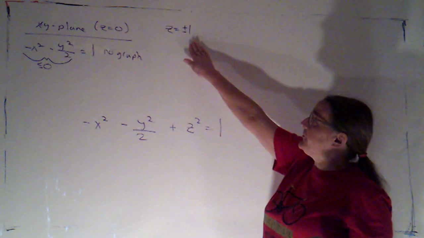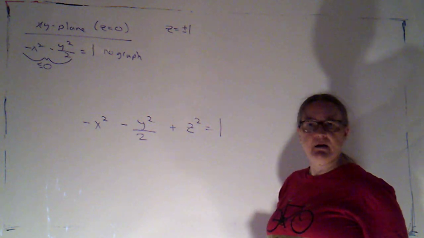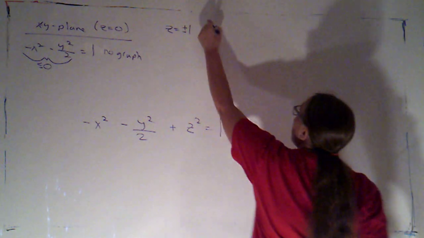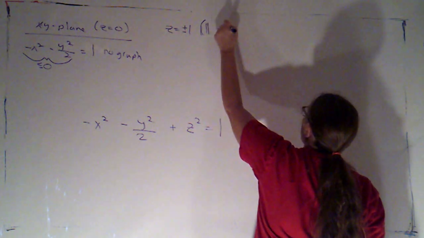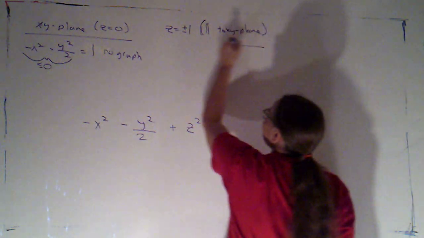Now, I want to be careful how I label that. I don't want to call that the xy plane because then I would simply be lying. That is not the xy plane. I want to say that that is parallel to the xy plane. So do make sure that you're labeling things carefully.